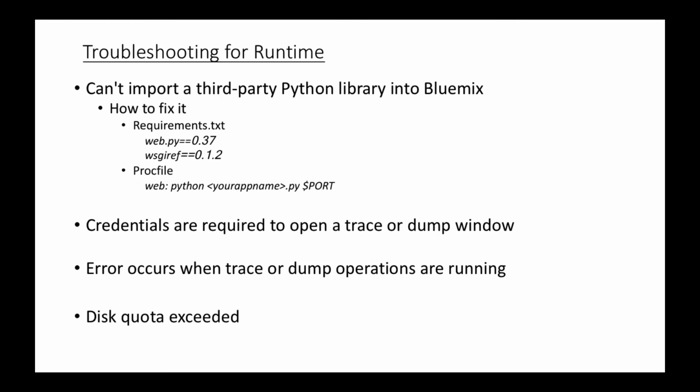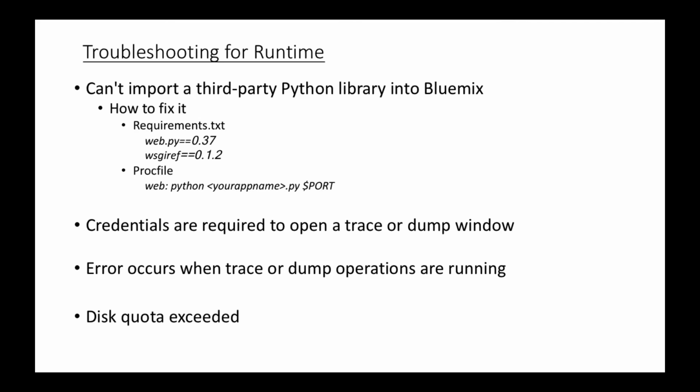And then the next message would be, an error occurs when trace or dump operations are running. An error message is displayed when the trace or dump operations are running. This indicates that the target instance for the app is not in a running state. For some reason, the color might not be green, as we saw in the Bluemix dashboard.